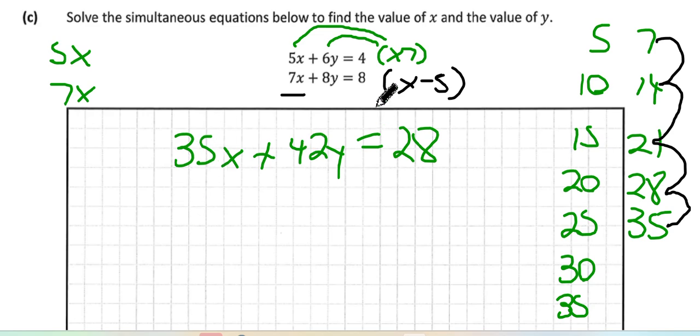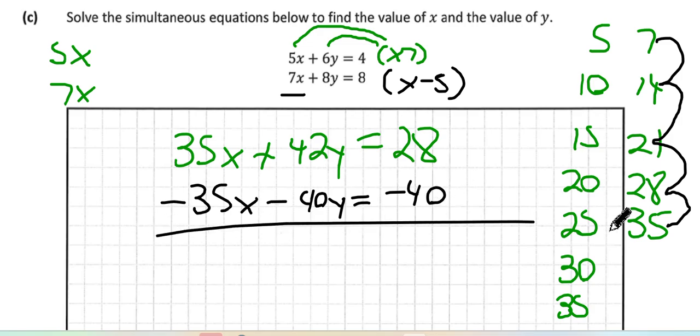Yeah, so we can cancel it out. So it's going to be minus 35x. And then what's minus 5 by 8? Minus 40y. Then minus 5 by 8, minus 40. Add across. 35x take 35x. Just 2y equals 28, take 40.